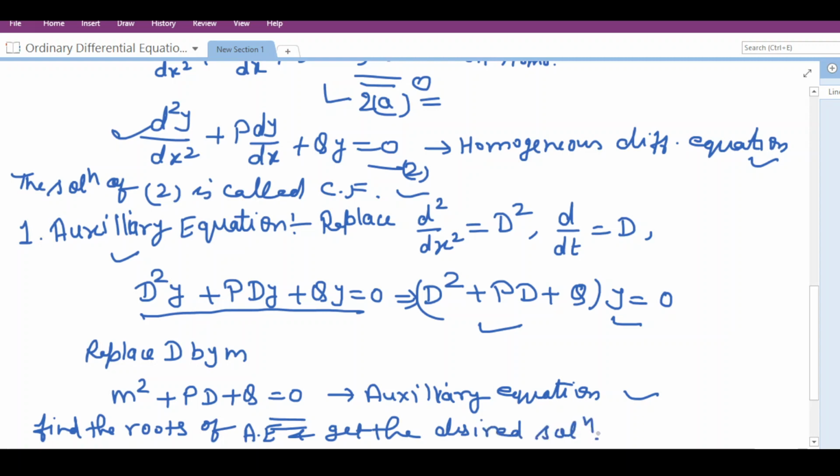So this is it from my side in today's lecture, because in this lecture we have covered the topic of how we can find out the auxiliary equation. In the next lecture we will cover the topic of how the auxiliary equation gives the solution of the homogeneous differential equation.